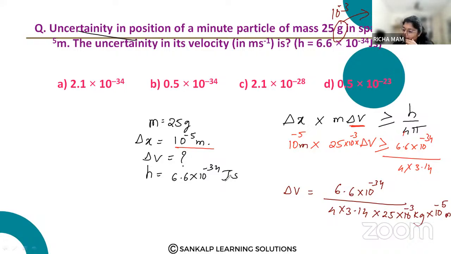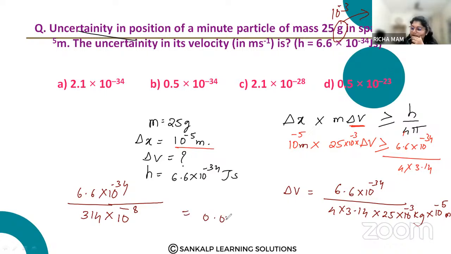So 4 into 3.14 into 25 is 314, into 10 raised to minus 8. And this is 6.6 into 10 raised to minus 34. So 6.6 divided by 314 is 0.021, and after transferring, the sign will become plus, so it is 34 minus 8, it is 26, minus 26.